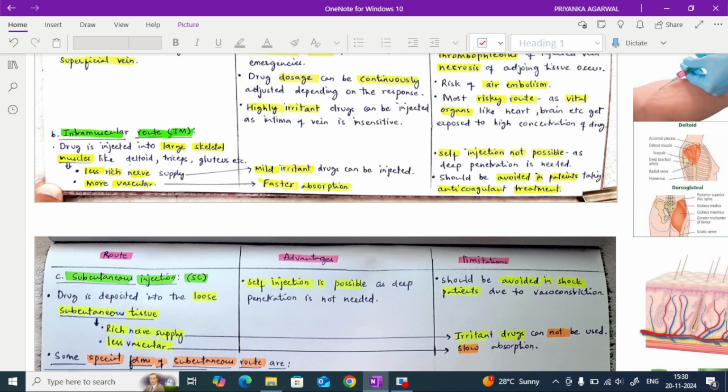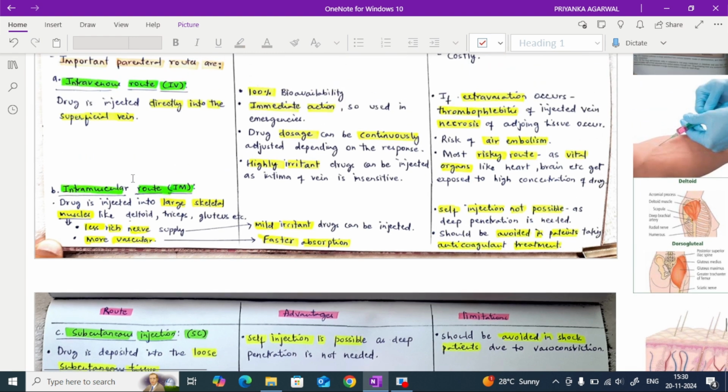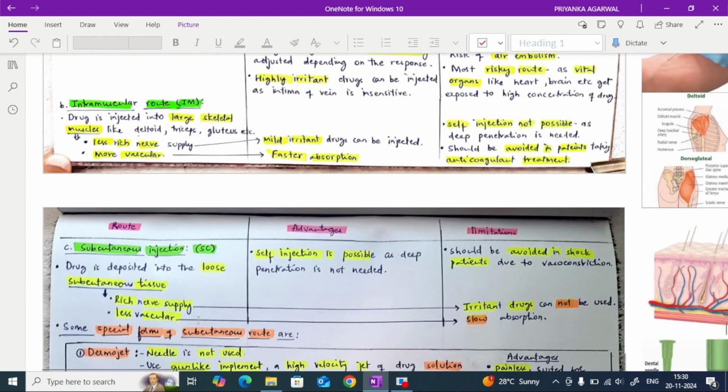Here self injection is possible. Here self injection is not possible. Here self injection is possible. The intramuscular route should be avoided in patients taking anticoagulant treatment. The subcutaneous route should be avoided in shock patients. So this is about the intravenous, intramuscular and subcutaneous routes.